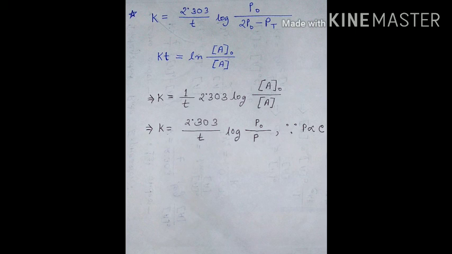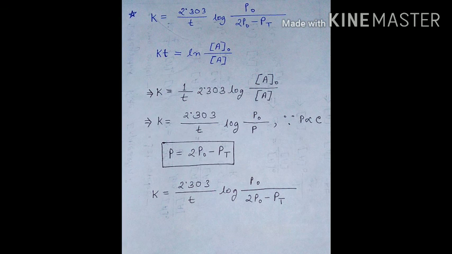What I have done in the second step is a few rearrangements, and in the last step I have put P naught and P in place of A naught and A because pressure is directly proportional to concentration. Here we can see that we have arrived almost at the actual formula, but what is missing is the denominator, that is P. It is the simple expression of this P that you need to remember, not the very confusing actual formula. That is, P is twice P naught minus Pt.